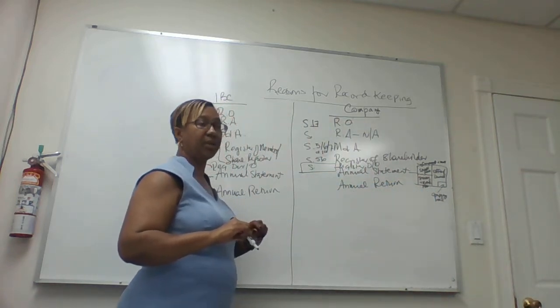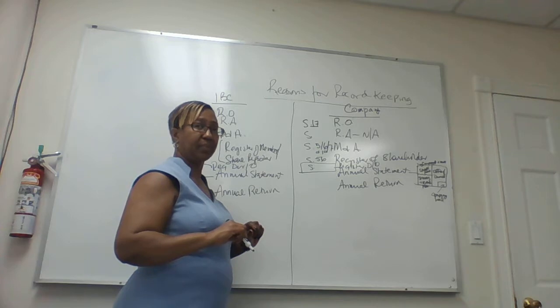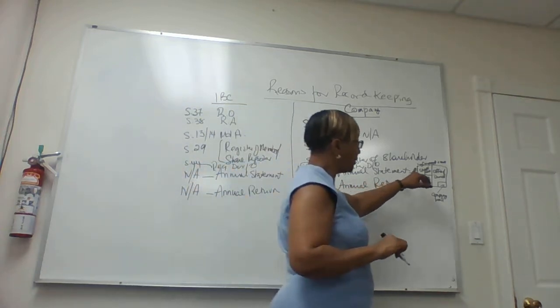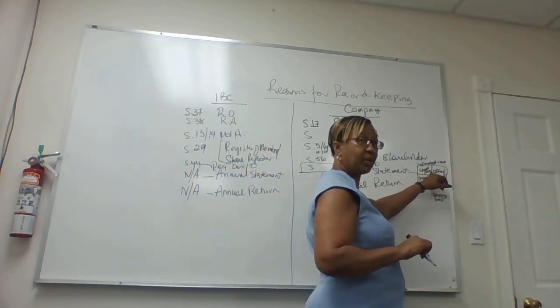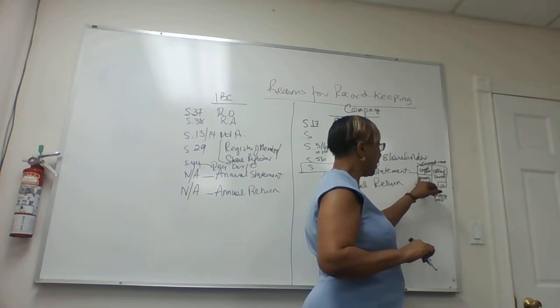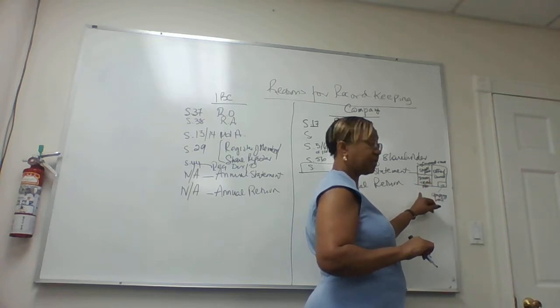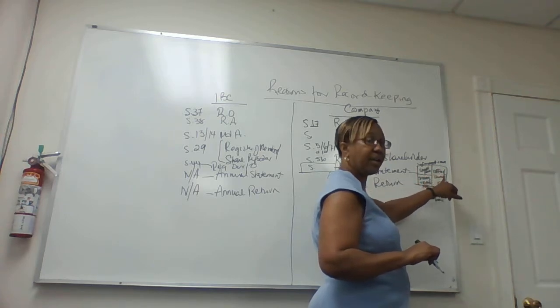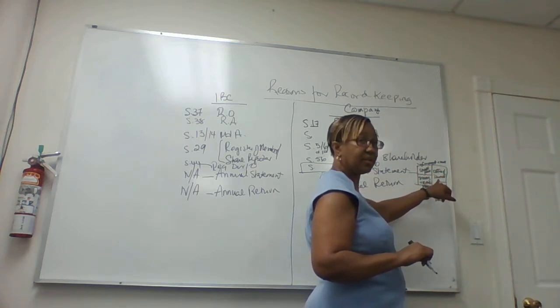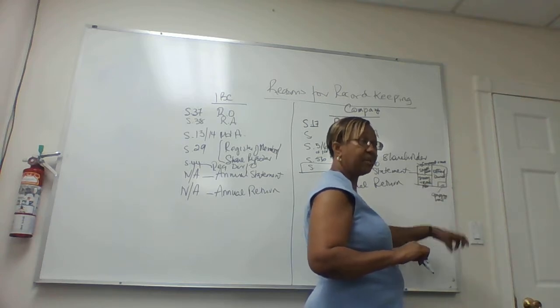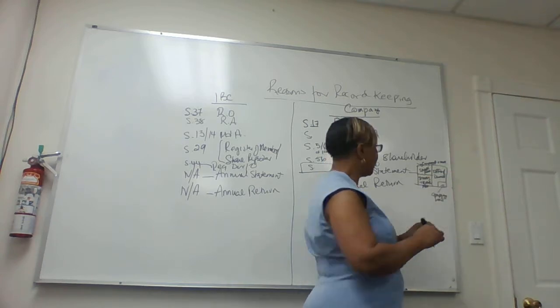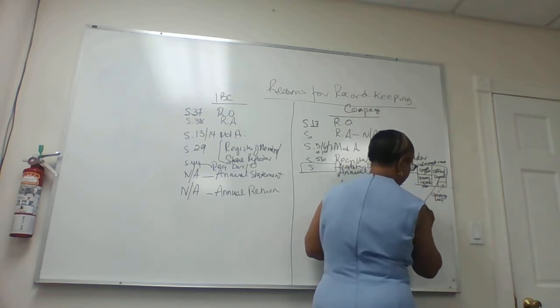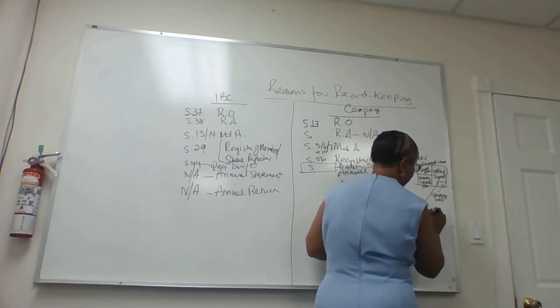And that's done annually. The shareholders, who the shareholders are, the number of shares that they hold. Here, any shares that were transferred. At the back, it gives you the listing of the officers and the directors with their addresses: the name, address, and position.